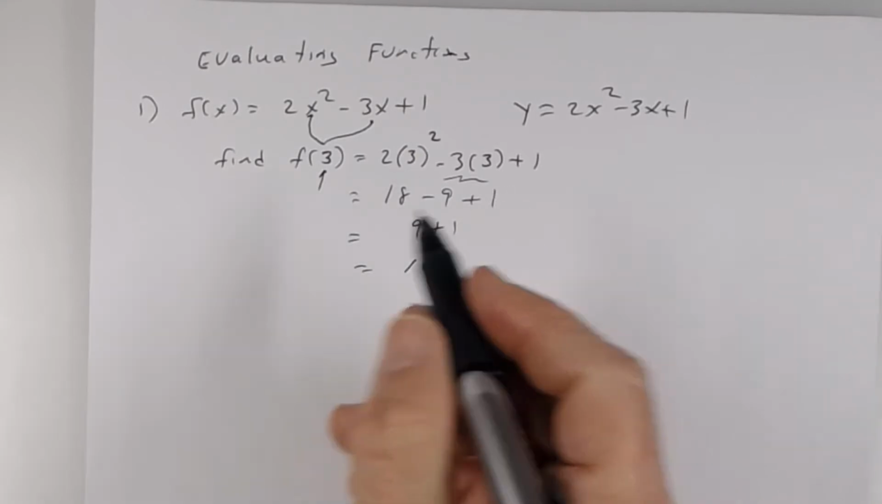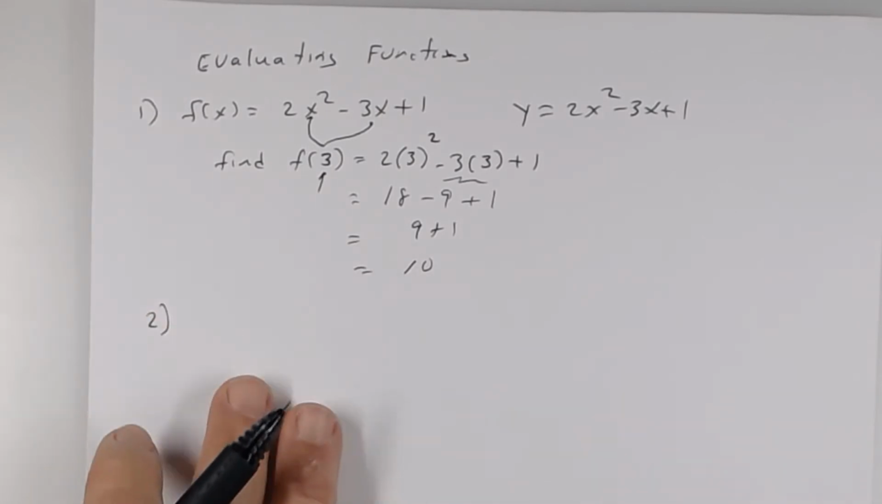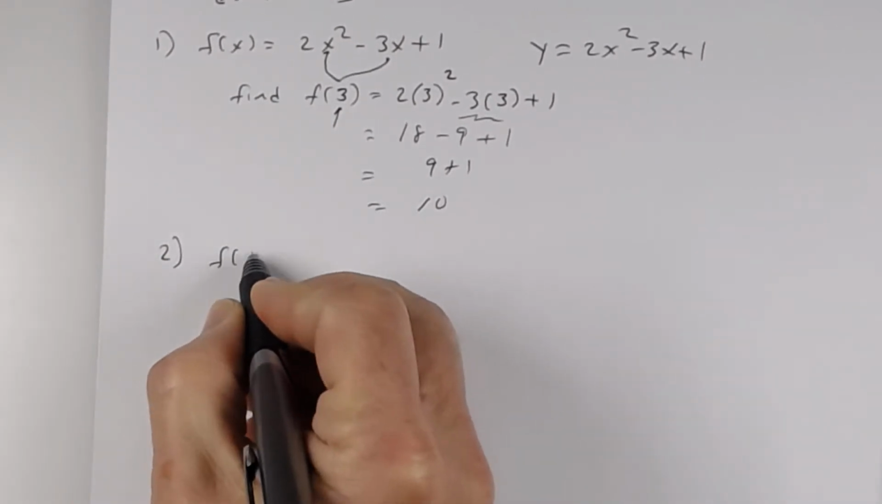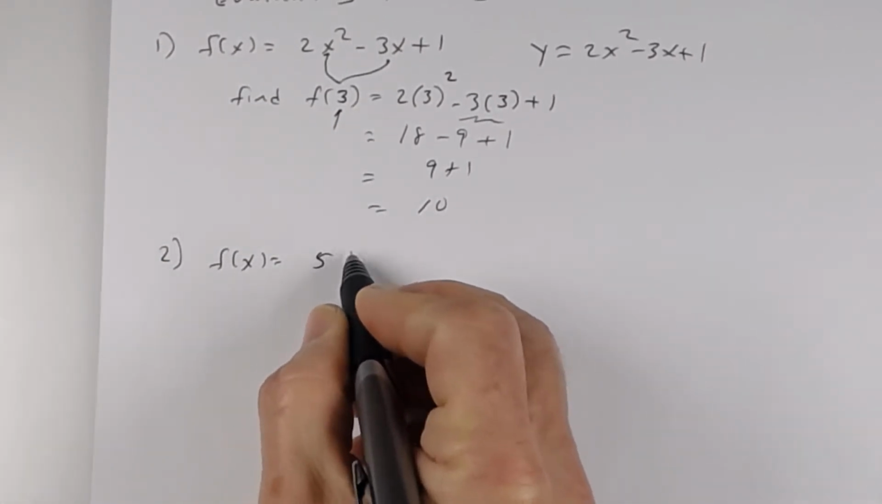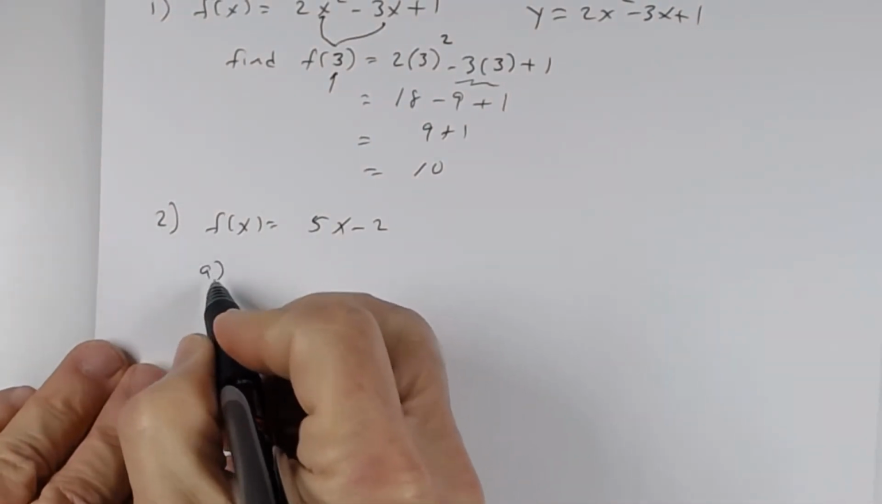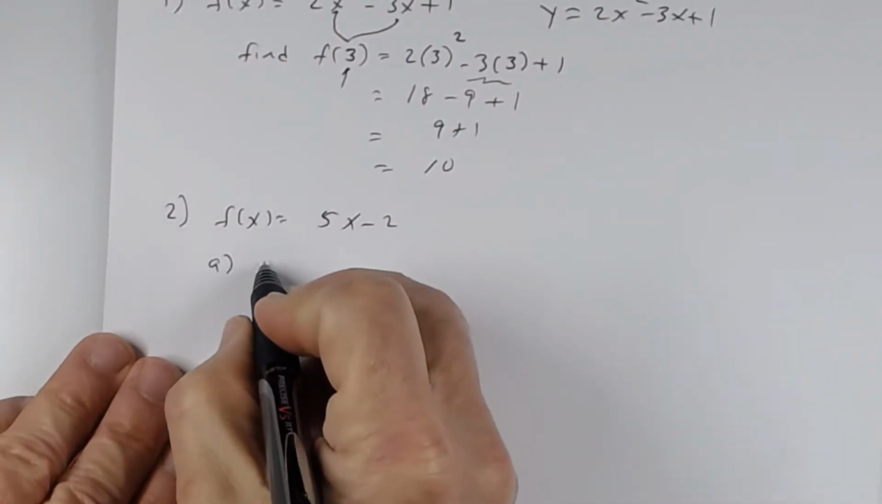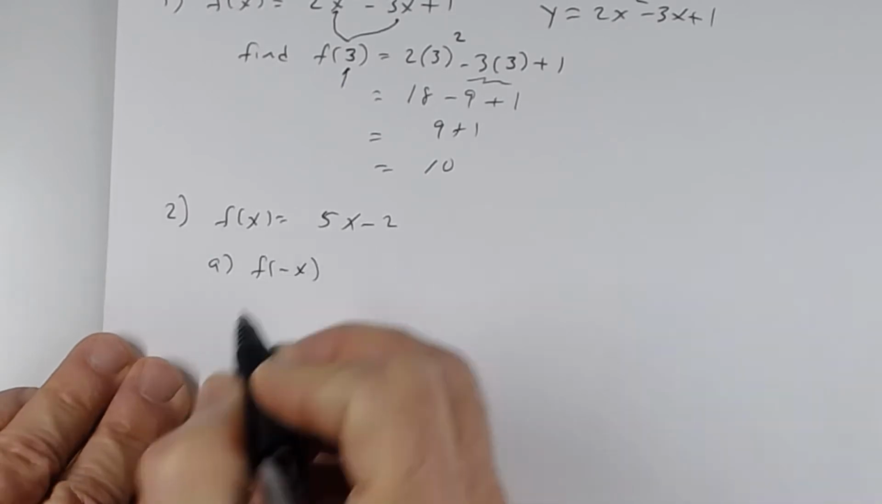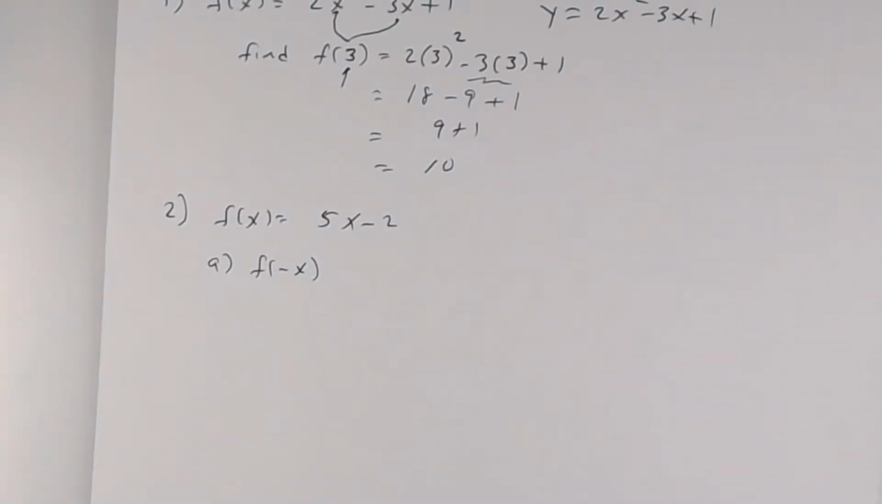Now here's what's going to happen now. I'm going to start with a simple one. Suppose that f of x is 5x minus 2. And let's suppose, I'm going to do several parts here. I'll call this part A. Let's suppose you want to find f of negative x.